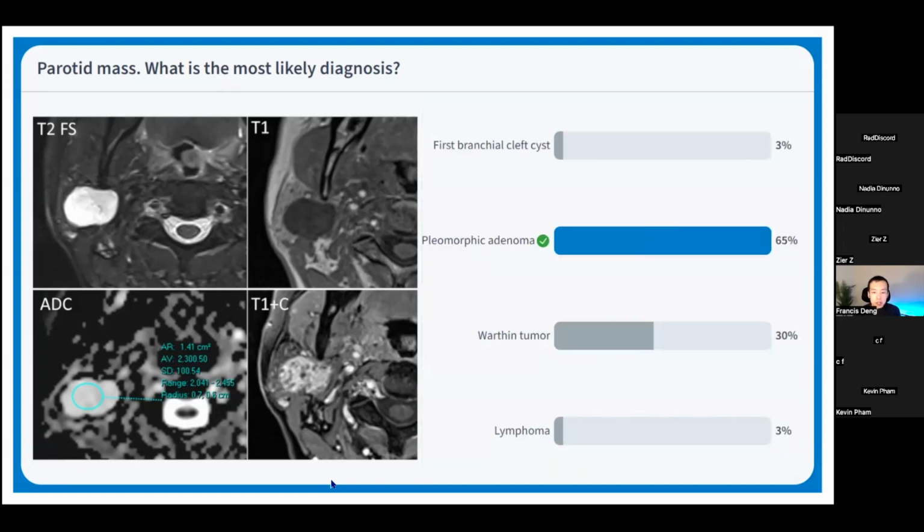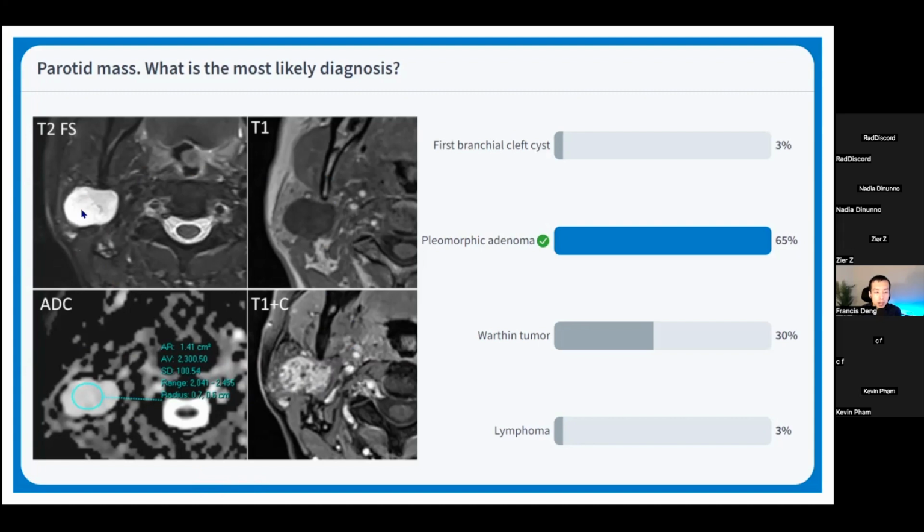Very good. A majority of you got the correct answer, which is pleomorphic adenoma. So what are the imaging features here? We have a T2 hyperintense mass. It is low intensity on T1, but avidly contrast enhancing, in a heterogeneous manner on the T1 post-contrast images. And then the ADC is measured at a very high value, above 2,000. And these findings are typical of a pleomorphic adenoma.